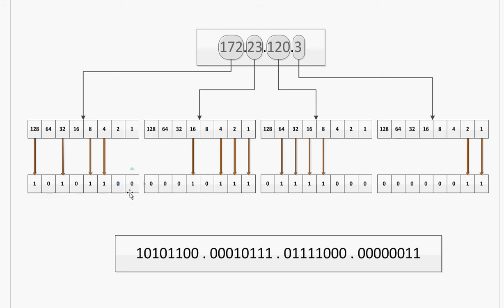For the 172, it is 10101100, and you do the same thing for the 23 here. 16 plus 4, 20, plus 2, plus 1, that is 23. So here the binary pattern will be 00010111, and you do the same thing for the remaining 2 decimal numbers, and the complete binary address will be this much.